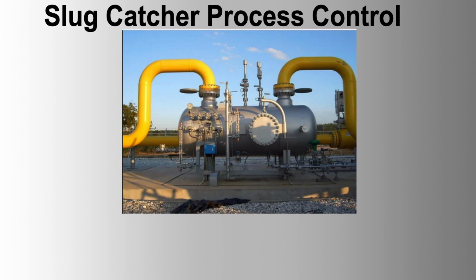Example: if an increase in upstream pressure is detected, the gas outlet valves can be opened slightly in advance to manage the increased gas flow and prevent pressure surges within the slug catcher.